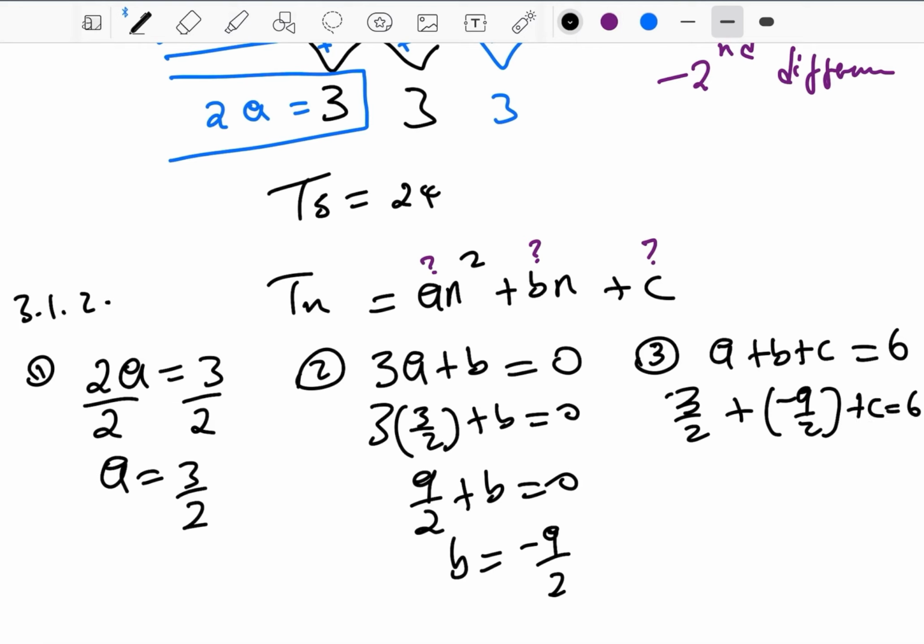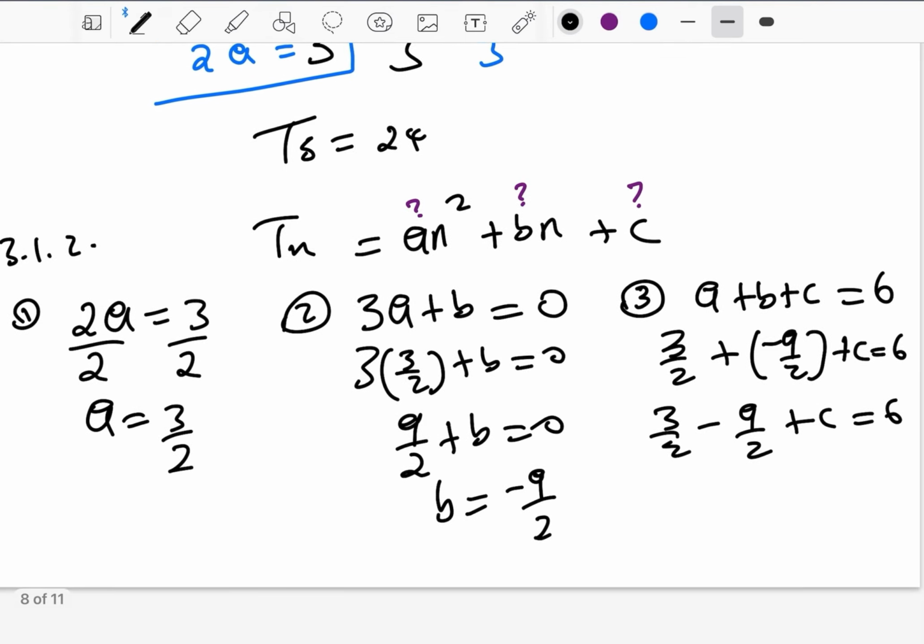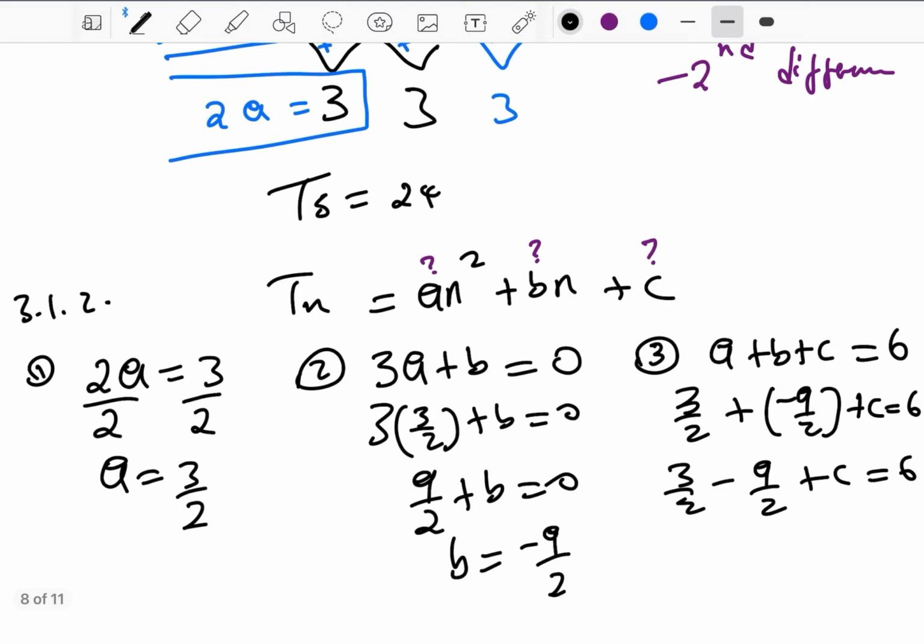Okay. Oh, this is positive, not negative. Did I just write negative there? Let me remove it. Cool. So this is 3 over 2. Positive times negative is negative. So it's negative 9 over 2. And then 3 over 2 minus 9 over 2. I mean, you can punch it in your calculator and just get the answer, but I'm just showing you step by step.